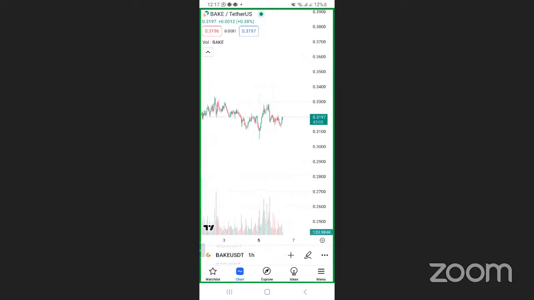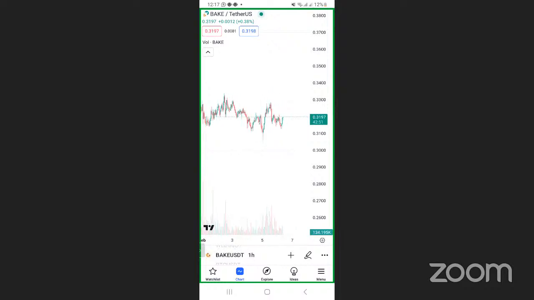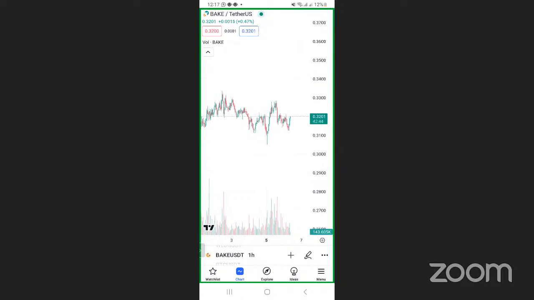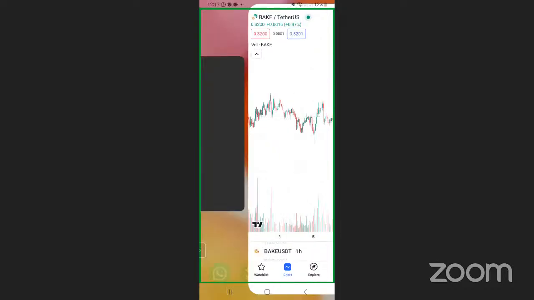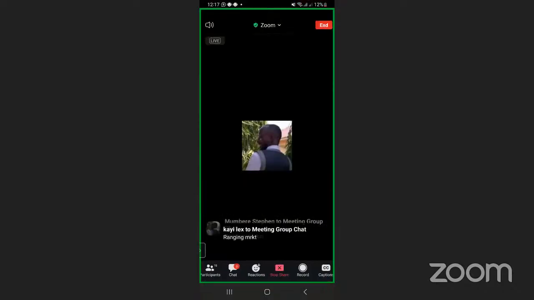Like in this trend, who can tell me what's happening to this coin in a 1 hour time frame? Are we in an uptrend, a downtrend, or is it a ranging market? Can someone tell me what is happening? You can just unmute your microphone and tell us what's happening, so that I can know.